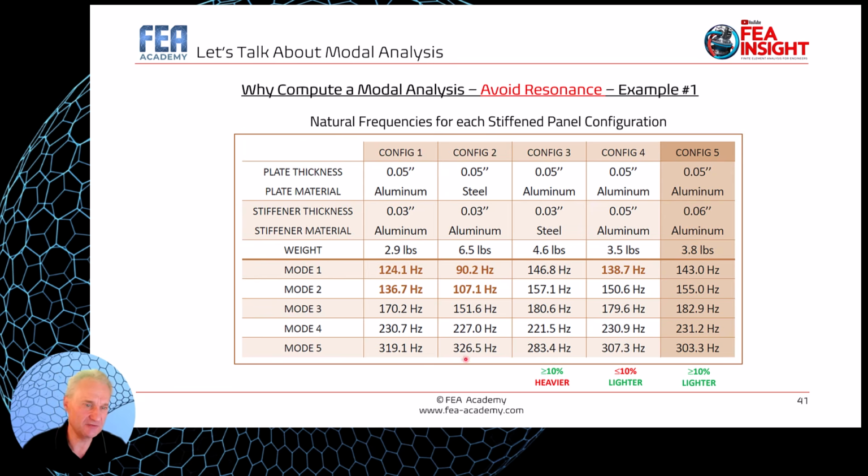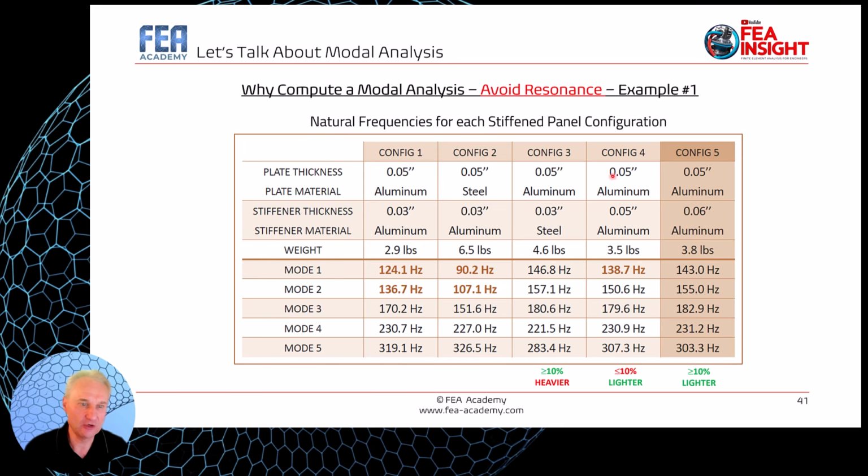A very important piece of information here is the first mode, okay? Keep in mind that the requirement is that I need to be above 130 Hertz with a 10% margin in order to avoid resonance. So you see configuration 3 is a very good candidate because the first natural frequency is 146.8 Hertz, which is above the 10% margin. But the problem is the weight. It's 4.6. The requirement says 4.